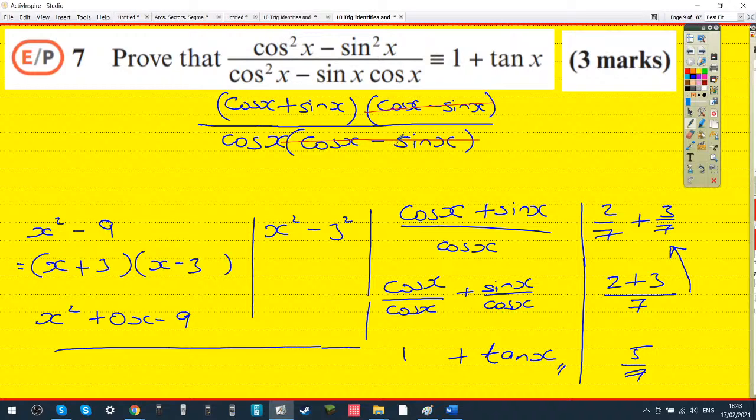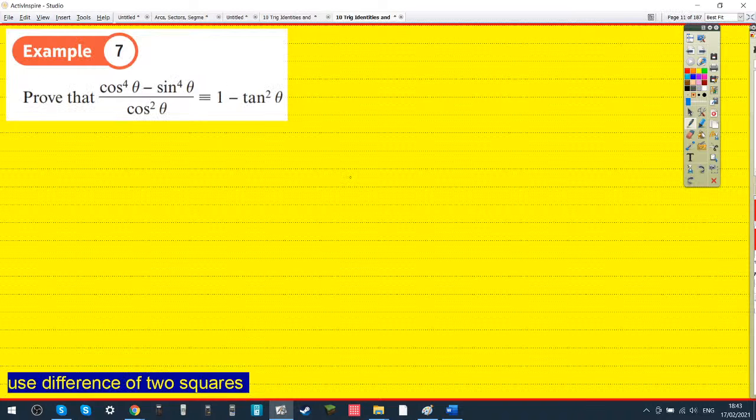top, fully factorizing the bottom, cancelling down, and then you distribute it. Difference of two squares is difficult. Factorizing the bottom is kind of normal. Difference of two squares, it's just difficult to see with trig. And this might be the most challenging stuff.